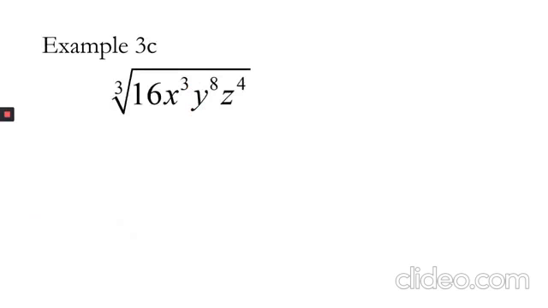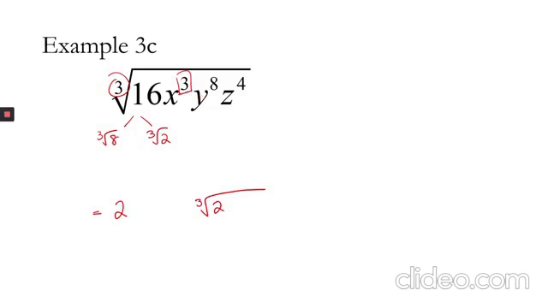All right, this time we've got some variables thrown in here. First, we've got to find that our index is 3. Now, 16, we know that we can break that down into 8 and 2. So I'm going to actually work on my answer all the way down here. Now, we start looking at our variables.